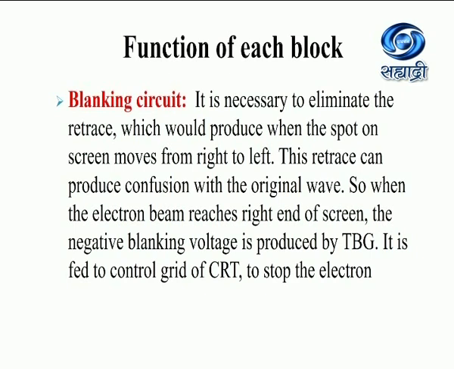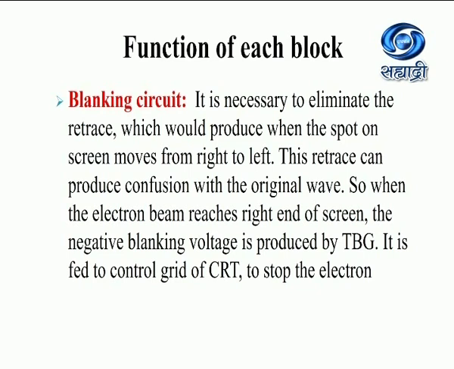Then we have the blanking circuit. Basically this circuit is necessary to eliminate the retrace, which is produced by the TBG and horizontal amplifier, which would be produced when the spot on the screen moves from right to left. So basically the electron beam moves from right to left as well as left to right, and this retrace can produce confusion between the original waveform and the retrace.